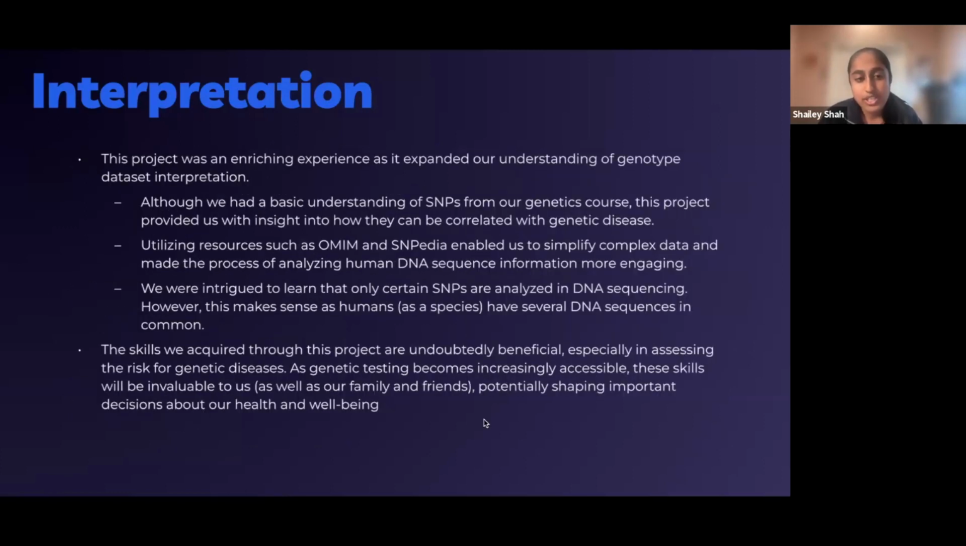Just to wrap up with some of our reflections on the project, it was a really enriching experience because we got to learn more about how to interpret genotype data sets. Even though we knew about SNPs from prior courses, this helped show us how we can correlate them with genetic disease and use interesting resources like OMIM to simplify data that seemed initially complex. We're excited to apply these skills in the future and potentially assess our own risk for genetic disease to make more informed decisions about our health and well-being.